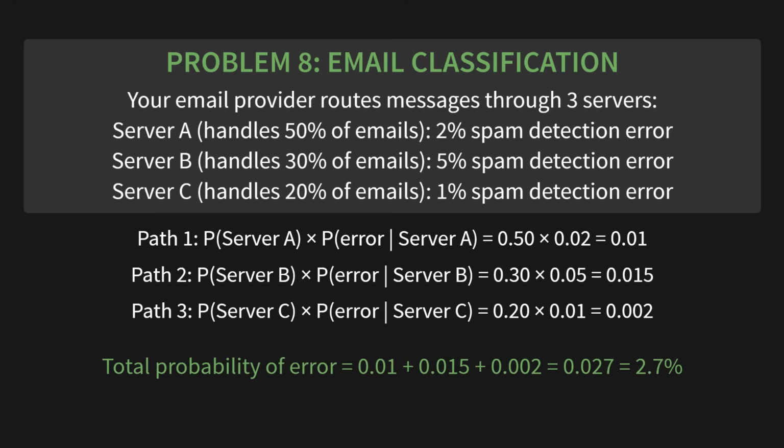Now here's the magic. We multiply each server's usage by its error rate, then add them all up. When we do the math, we get a 2.7% overall error rate. Not bad. So here's what's powerful about this. Whenever you have multiple ways something can happen, just break it down. Calculate each path's probability separately, then add them all together.